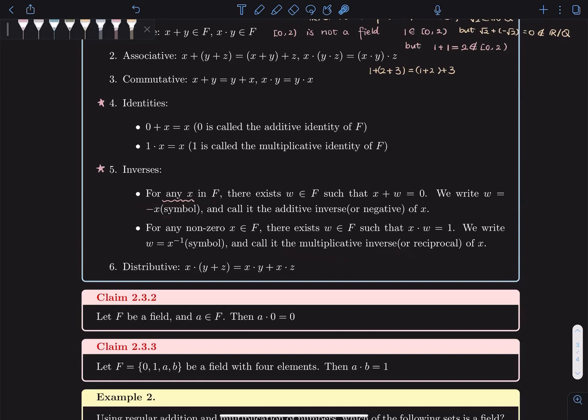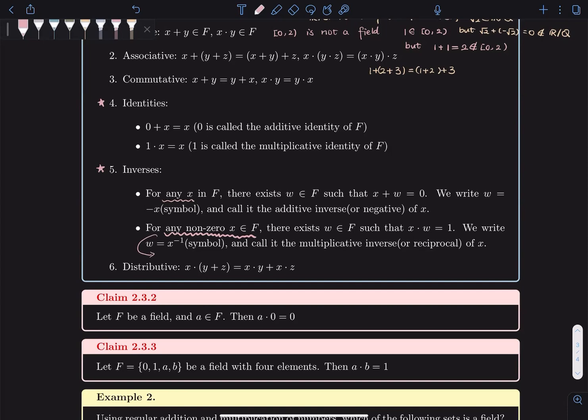For multiplicative inverse, there is something you have to remember: only a non-zero element has a multiplicative inverse. So if we're talking about 0 or the additive identity, then you don't even have an inverse. Okay, you don't have an inverse. This is important because you might lose marks.